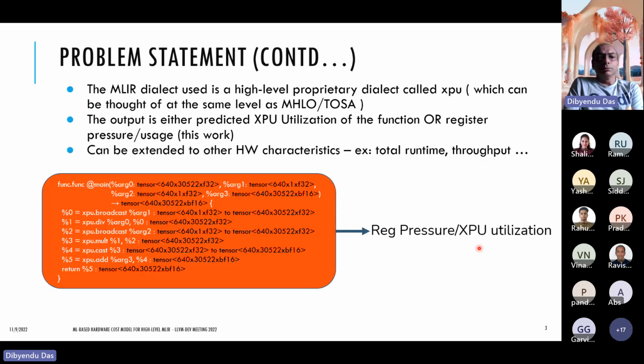Any question till now? It's a very high-level description of the problem. Please stop me whenever you want. Yes, so this is about prediction of the characteristics before running the program, right? Exactly. And in many cases, it's not even just running; it's not even compiling. We don't want to compile it. Yes, compiling. It can be both.